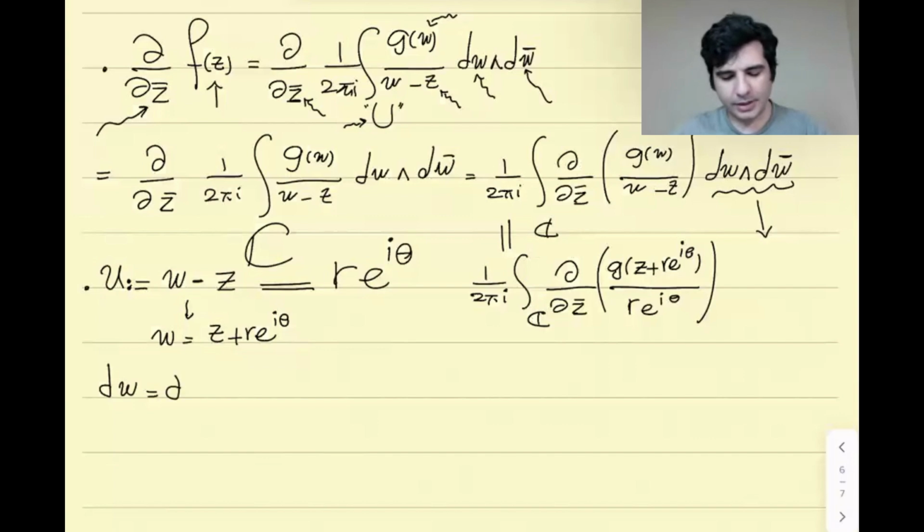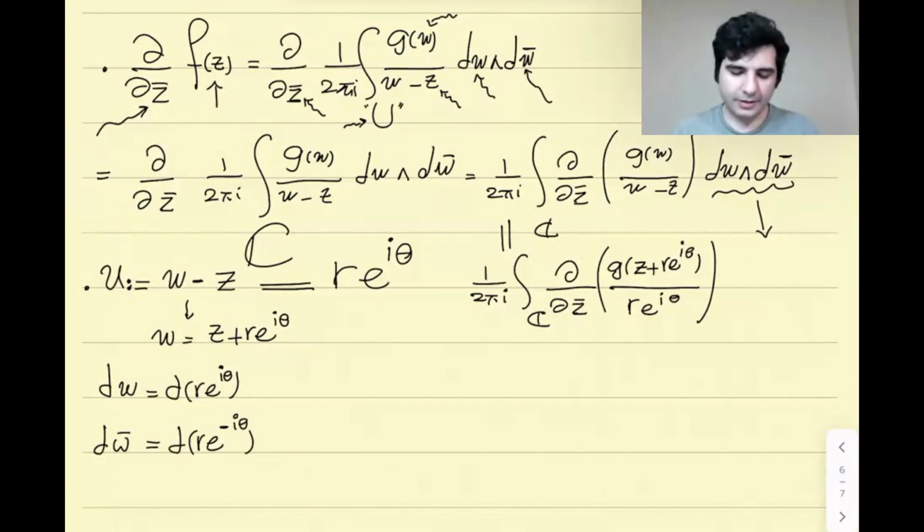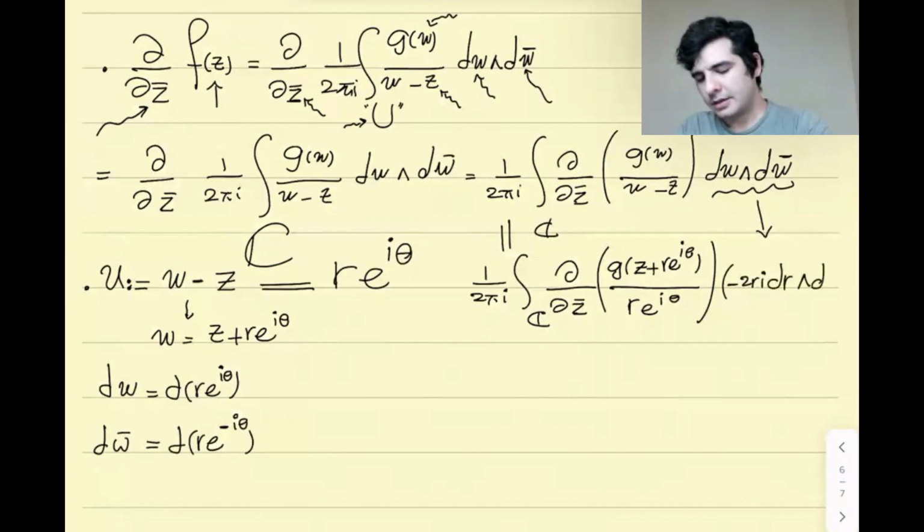So this would be d of r e to the I theta, and then d of w bar would be d of r e to the minus I theta. So you should use the product rule. There would be dr times e to the I theta plus d of e to the I theta times r, etc. I let you compute these, compute dw wedge dw bar, see what is the final result. It would be minus 2 r I dr wedge d theta. If you do the computation correctly, you would get that.